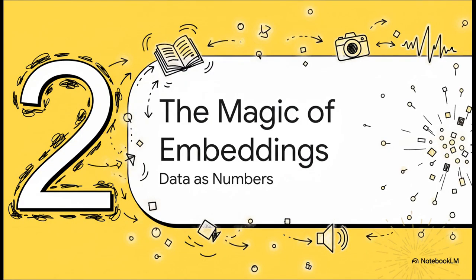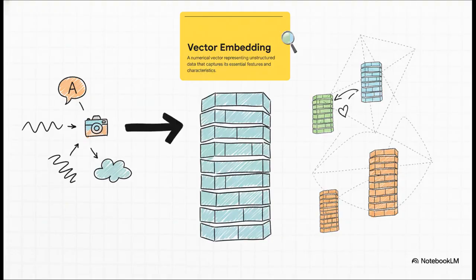Right, so how in the world do you teach a computer to understand meaning? Well, the secret is to stop thinking about data as words or pictures and start thinking about it as numbers. Okay, let's dive into this because it's really cool. The process is called creating a vector embedding. You take a piece of data, could be a sentence, a photo, anything, and an AI model translates it into a long list of numbers. We call that a vector.